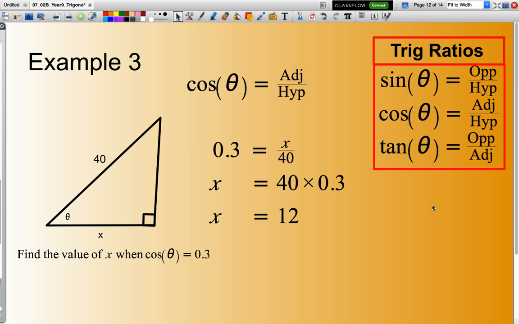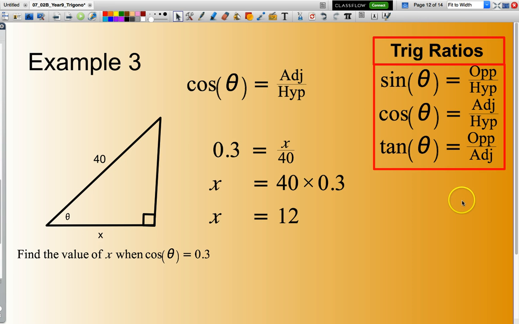So put simply, and to summarize, the trig ratios are effectively the ratios between two side lengths of a right angle triangle. Sine theta equals opposite divided by hypotenuse. Cos theta equals adjacent divided by hypotenuse. And tan theta equals opposite divided by adjacent.